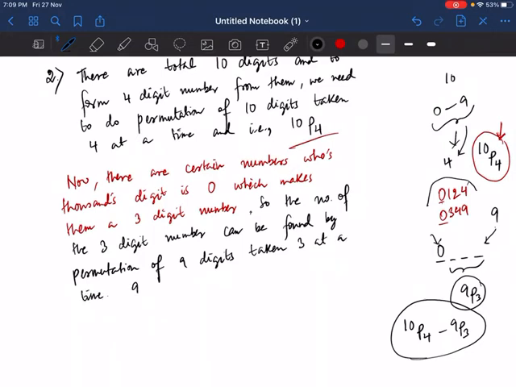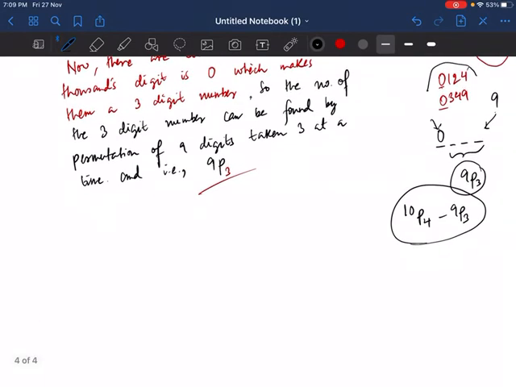So that will be given by what? 9p4. Sorry, 9p3. There are 3 places to be filled. So that is 9p3. So therefore the required answer is what? Therefore the required 4-digit numbers are 10p4 minus 9p3.